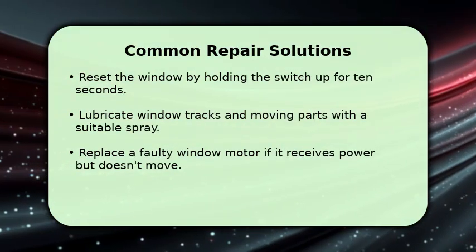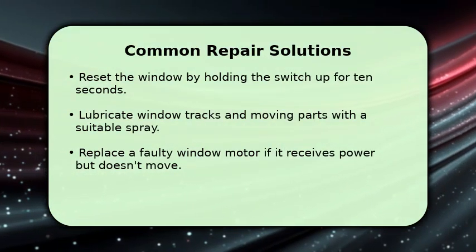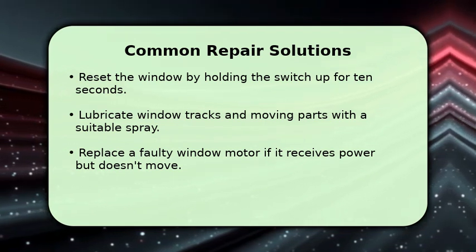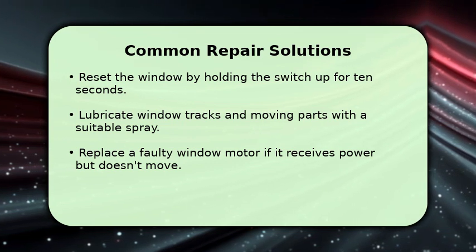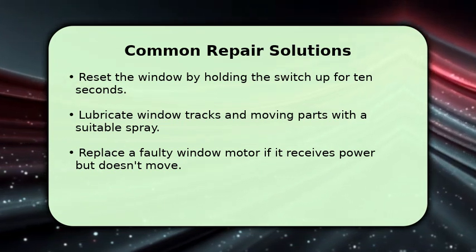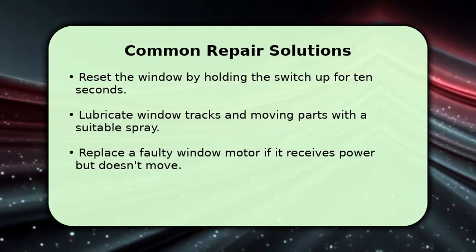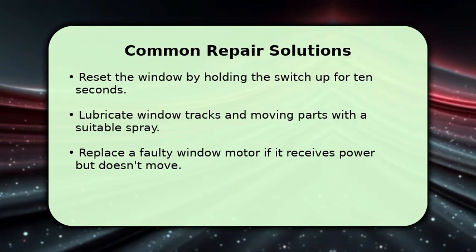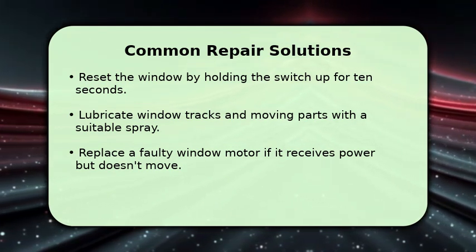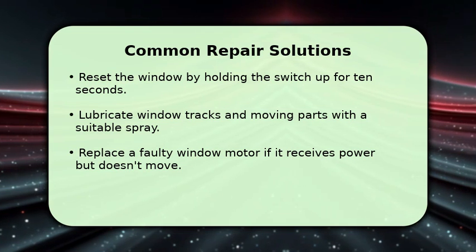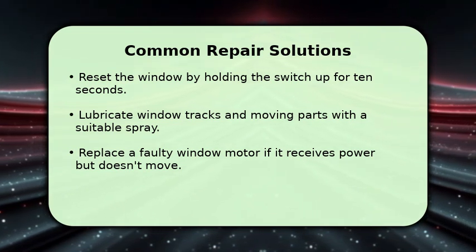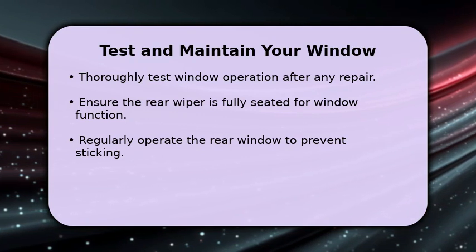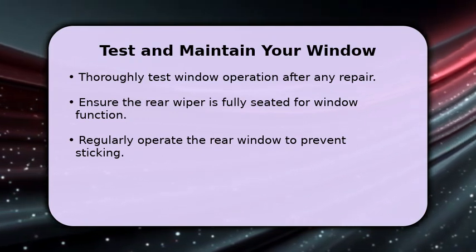Many issues can be resolved with straightforward fixes. First, try resetting the window by holding the switch in the up position for about 10 seconds after it's fully closed. If the window is slow or sticking, lubricate the tracks and moving components with a silicone spray. If the motor clicks but the window doesn't move, a new motor is likely needed. For grinding noises or a window off its track, replacing the entire window regulator assembly is often the solution. After any repair, thoroughly test your rear window's full range of motion several times.